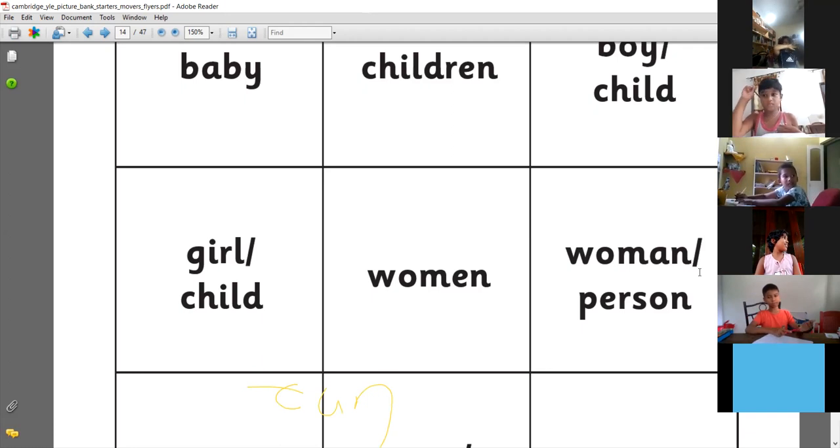Don't draw here. Nobody should draw on the monitor. Note it down in your book.